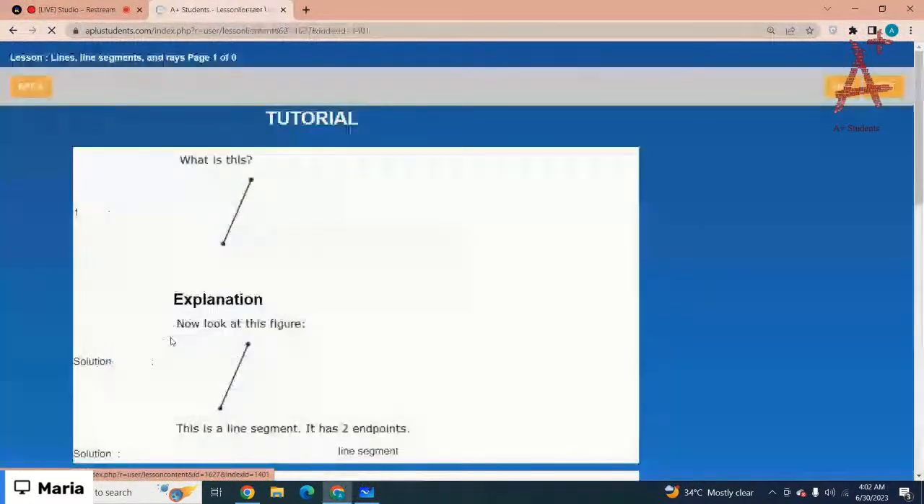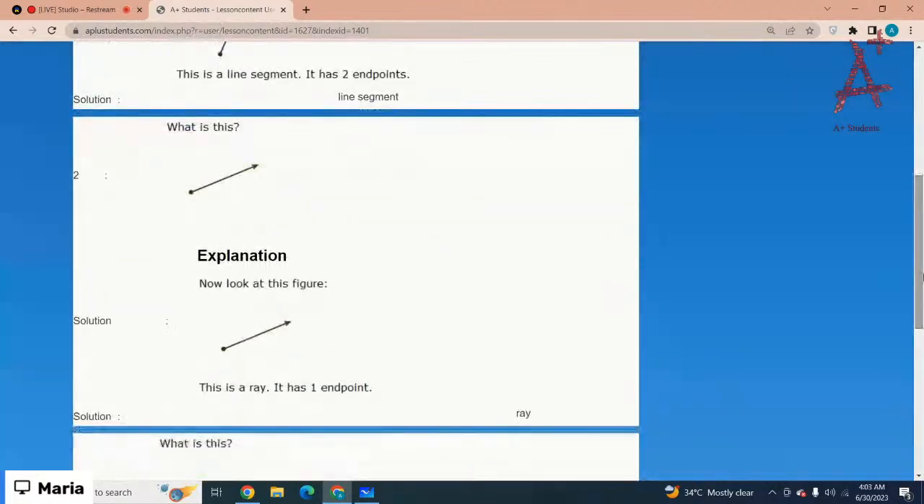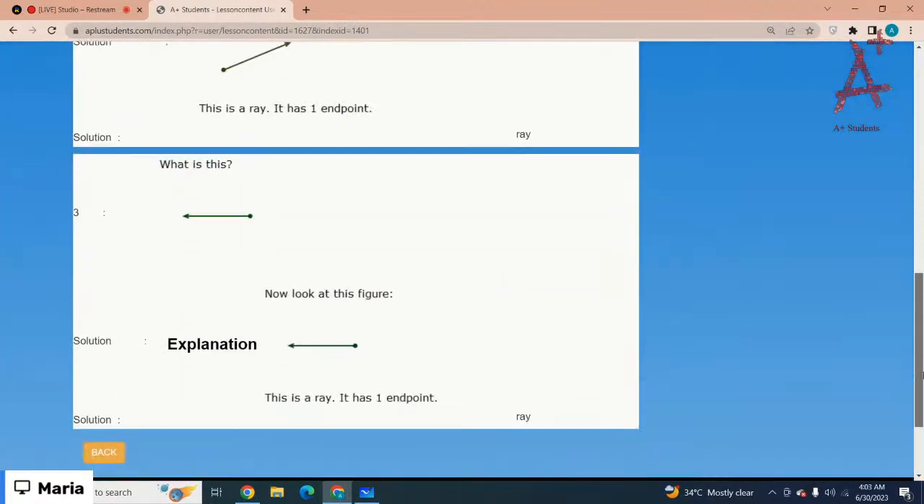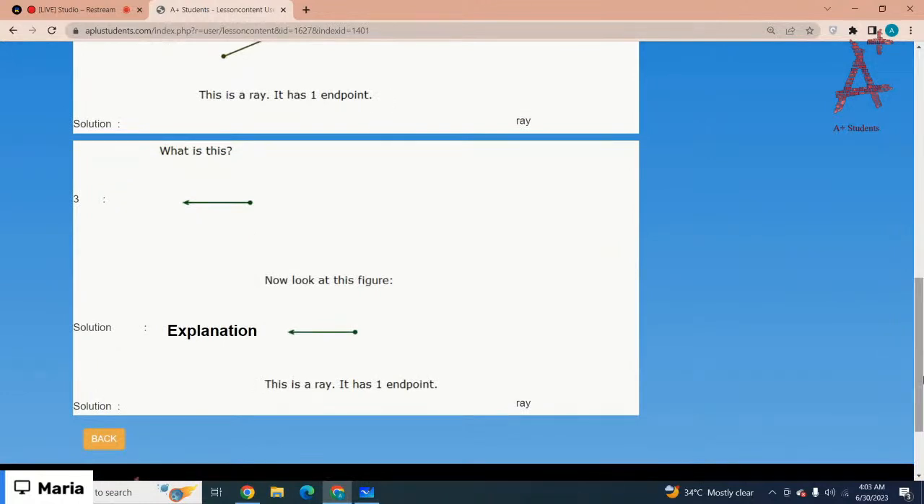Okay, so what is this? This is a line segment because it has two endpoints. So the one with two endpoints is the line segment. What is this? It has just one endpoint, so it is a ray. Okay, what is this? Again, that is a ray because it has just one endpoint.